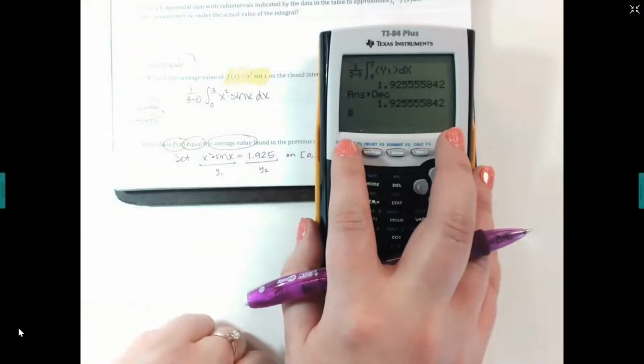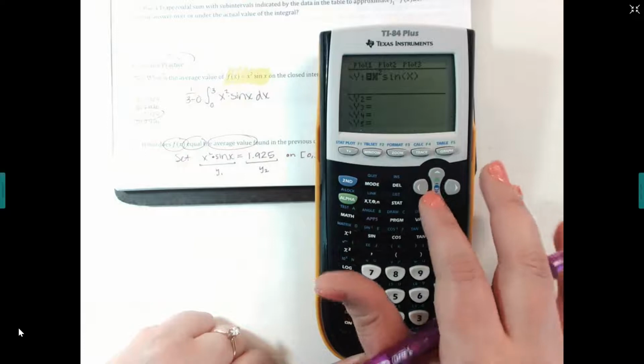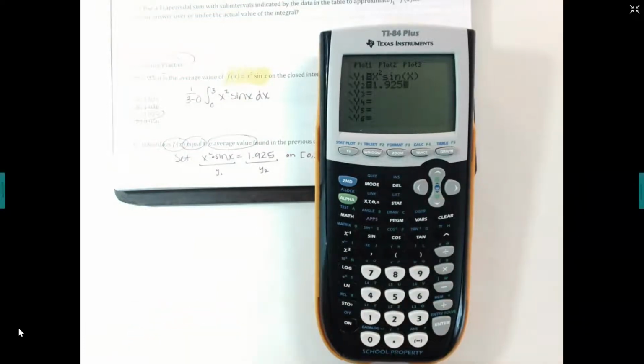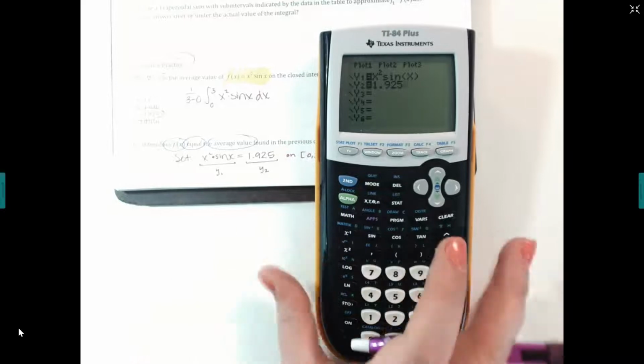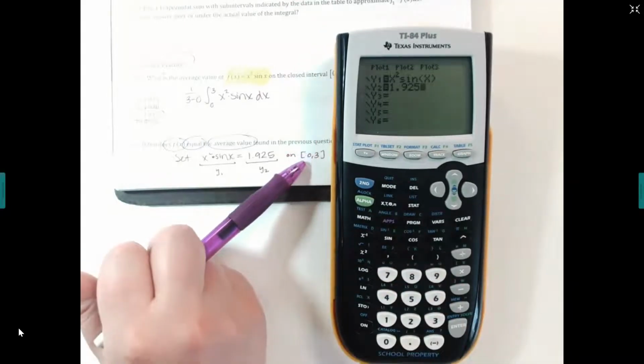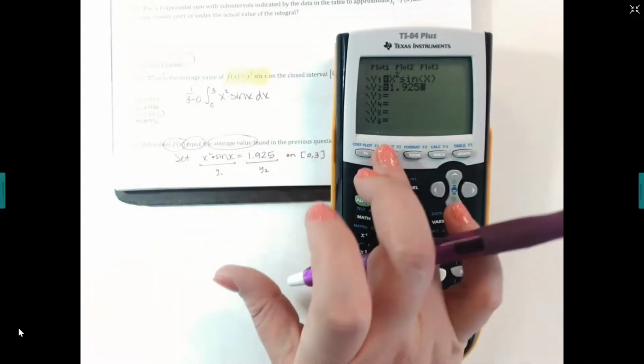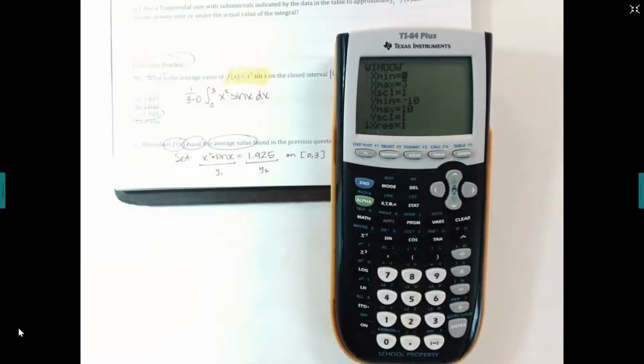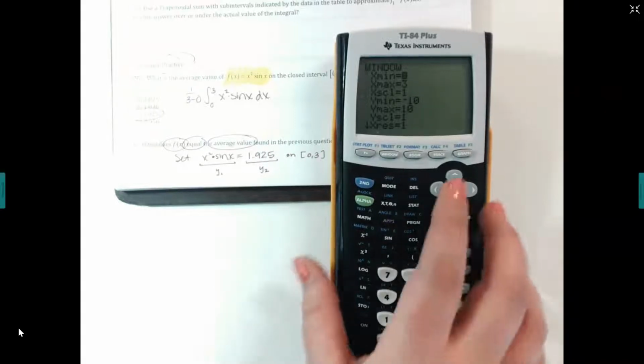Okay? So I'm going back into my calculator. My y equals is already in there. I'm going to make my y2 1.925. And then what else could I adjust so that my graph isn't so big? Well, yeah, but instead of doing the zoom, I'm going to just go 0 to 3. So I'm going to push window here. I'm going to let my min be 0, my max be 3. And then y, it doesn't matter. You can change it if you want to. I'm just going to leave it. Okay?